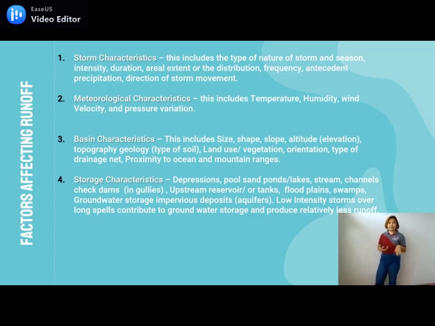The second factor is the meteorological characteristics. This includes the temperature, humidity, wind velocity, and pressure variation. Third is the basin characteristics. This includes the size, shape, slope, altitude or the elevation, the topography, geology or the type of soil, land use or vegetation, and the orientation, and also the type of drainage net, and its proximity to the ocean and mountain ranges.